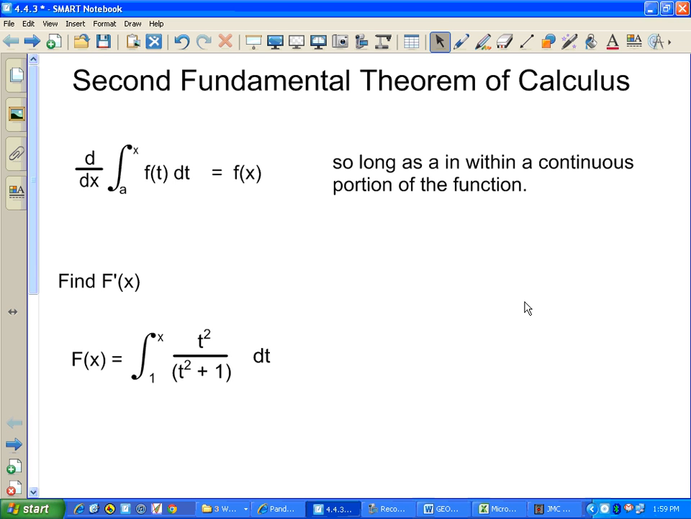The second fundamental theorem of calculus helps us take derivatives of integrals. Usually it's when the function that we're integrating is a function of a different variable than what the boundaries of our integral are. So the rule is, if you take the derivative of the integral evaluated from a to x of this function of t, as long as a is within the continuous portion of this function, then these things basically cancel out and you just plug the x in place of the t.